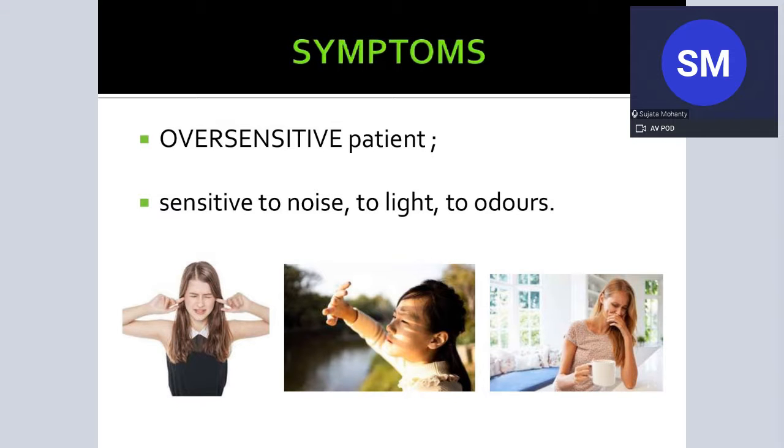Then some important symptoms. So the first thing is that the psoric patient is an oversensitive patient. It has sensitiveness to everything, be it noise, light, or odors. So psoric patients are very much oversensitive patients. Like in this picture, you are all seeing that it's sensitive to noise, to light, to odor. So in everything the psoric patient is oversensitive.